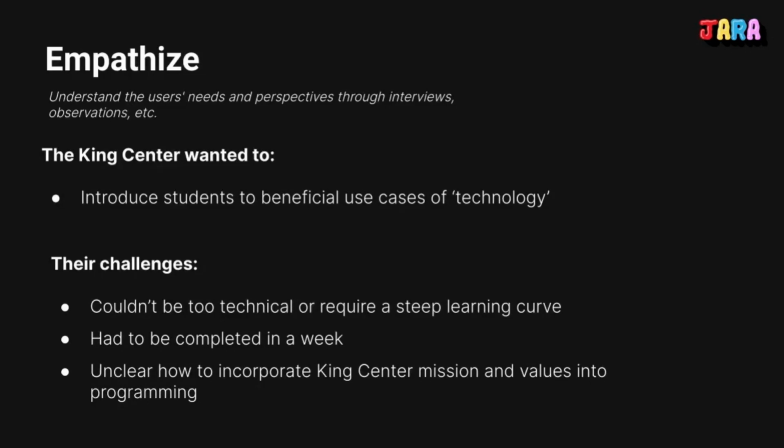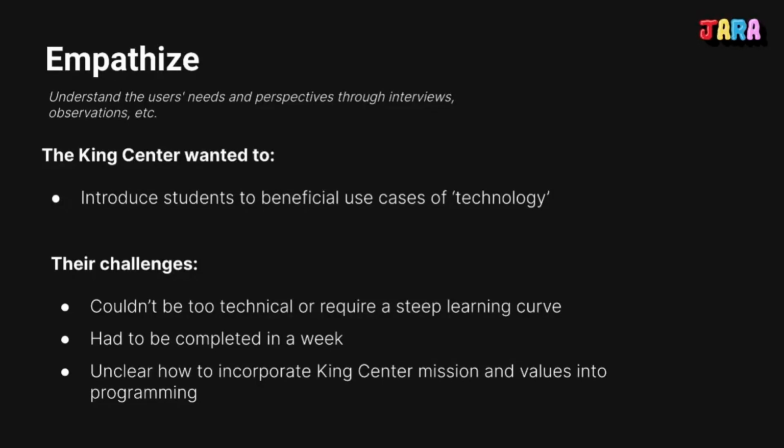They did have a few challenges. They didn't want this program to be too technical or requiring a steep learning curve. It had to be completed in a week. That's how long their session was. And they were also a little hazy on how to actually incorporate some of the King Center mission and values into the program.